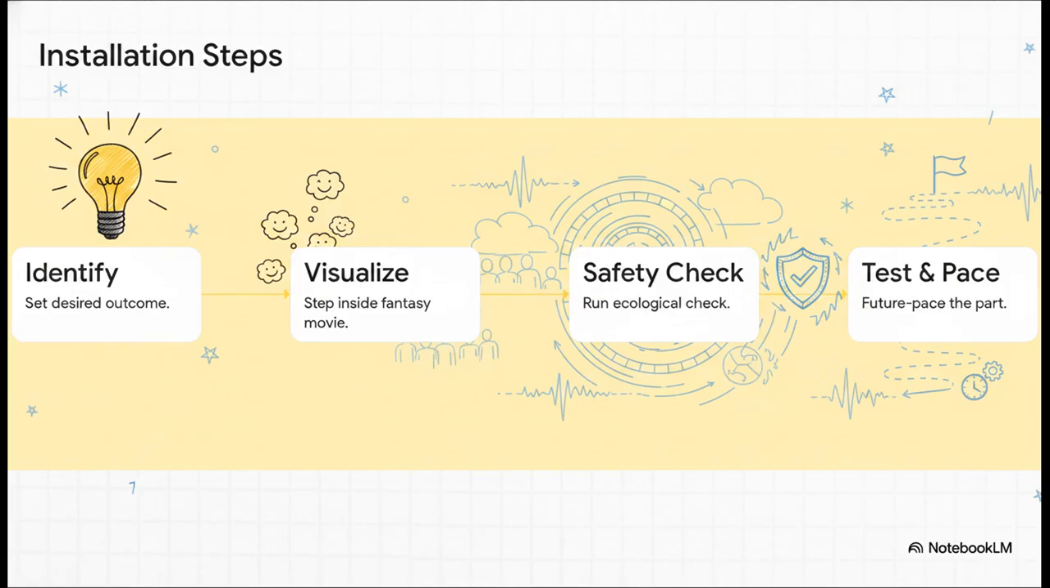You want to initiate low-stakes interactions. Second, step right inside a mental fantasy movie of that action. Literally feel your vocal cords vibrate as you push the words out. Third, we run an ecological safety check. And finally, we test and future-pace the part so it runs automatically for you.